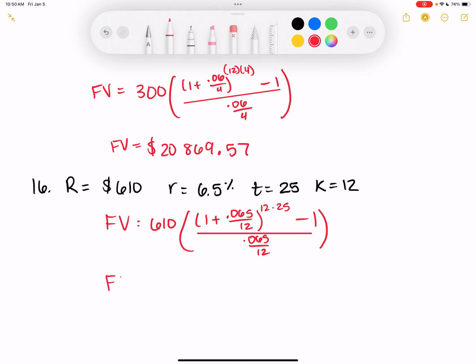Okay, so the first time, I ended up with my answer being exactly 0. Interesting. I had parentheses around the 0.065 over 12 on the top part, which is raised to 12 times 25.